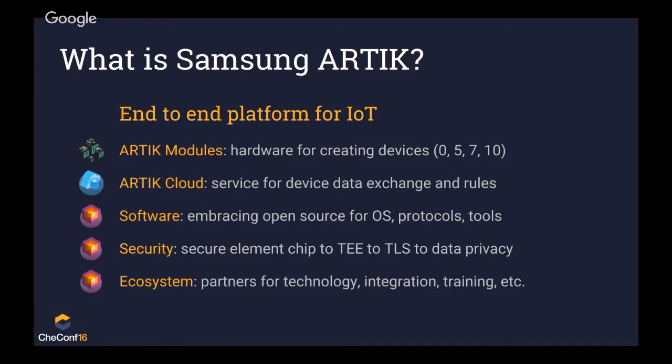We go on up to the ARTIK 10, which is really our full-featured module. It's extremely powerful. It's an octa-core processor. It has 2 gig of RAM and 16 gig of flash, which is eMMC flash right on board the module. So that's almost as powerful as some of the latest cell phones, for example. So that's enough about modules.